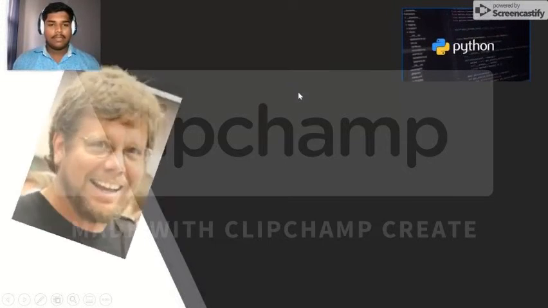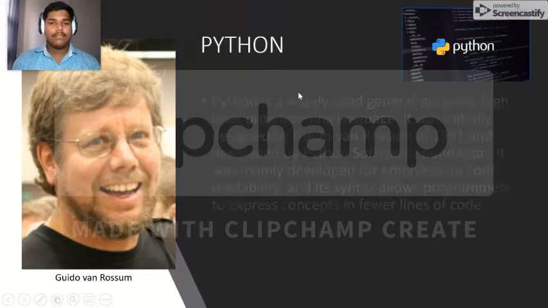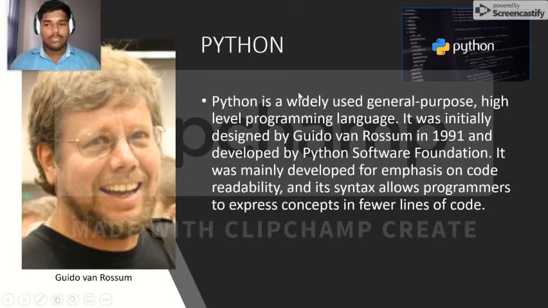Python. Python is a widely used general purpose, high level programming language. It's a language which everybody can understand, and its input is also in human readable language. Like the input is in English, so one can learn easily.